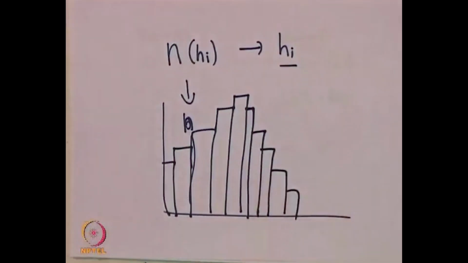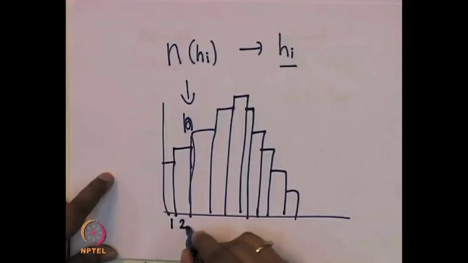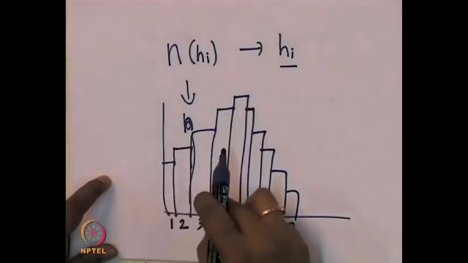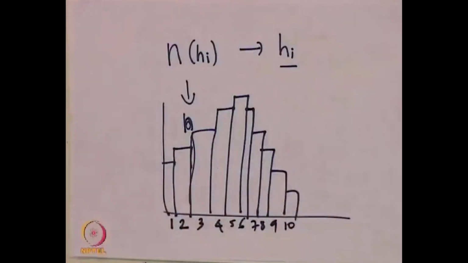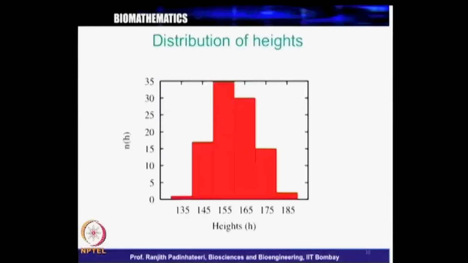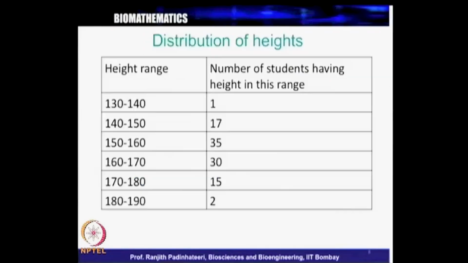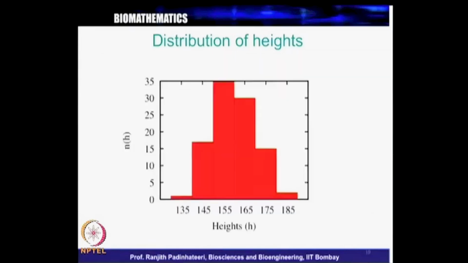So, let's say you have a histogram like this. I call this 1, 2, 3, 4, 5, 6, 7, 8, 9, 10. What are these? These are ranges. You took 10 ranges. Just like in the previous example, how many ranges did we have? We had the 1st range, 2nd range, 3rd range, 4th range, 5th range, 6th range. So, we had 6 bars: 1, 2, 3, 4, 5, 6.